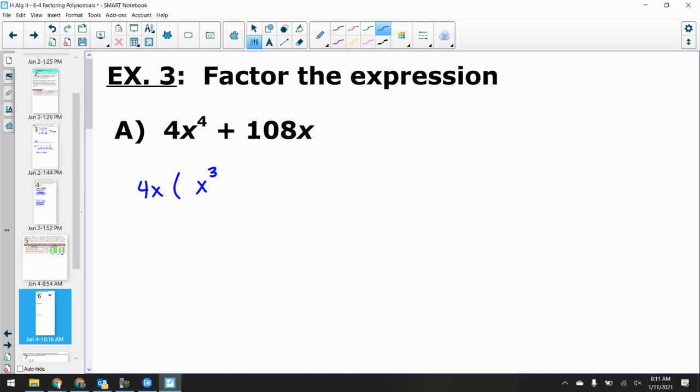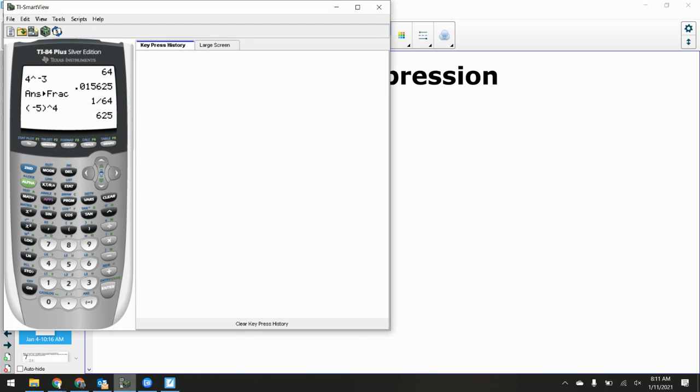We're left with an x to the third plus 27. Okay, I recognize those as perfect cubes. X to the third is a perfect cube because the power is divisible by 3. And 27 is a perfect cube, well, just because I recognize that it's 3 cubed.